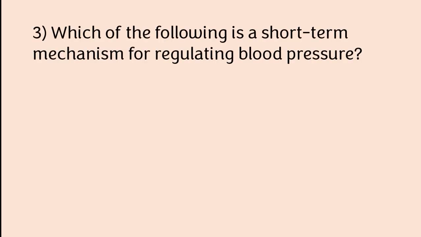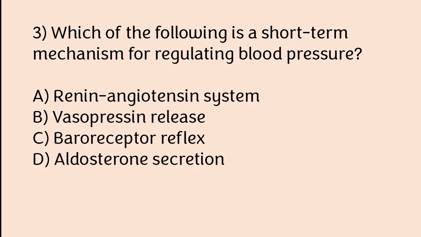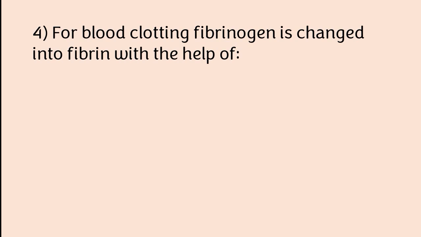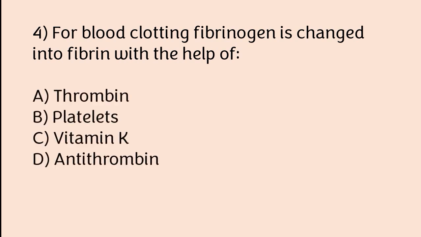Which of the following is a short-term mechanism for regulating blood pressure? Renin-angiotensin system, vasopressin release, baroreceptor reflex, aldosterone secretion. The correct answer is option C, baroreceptor reflex. For blood clotting, fibrinogen is changed into fibrin with the help of thrombin, platelets, vitamin K, antithrombin. The correct answer is option A, thrombin.